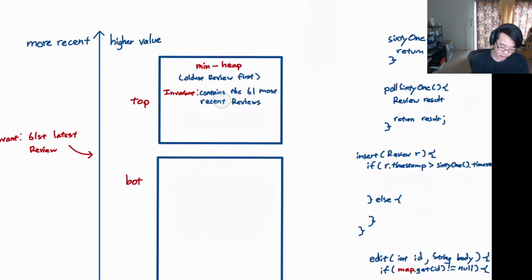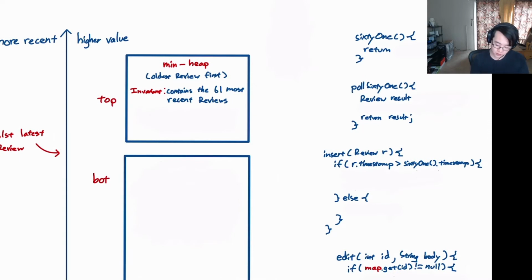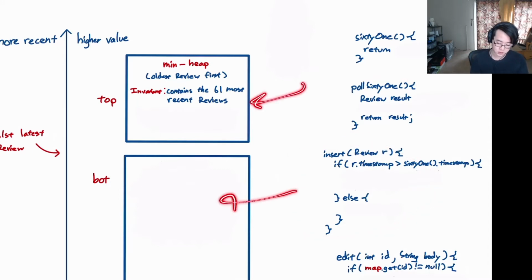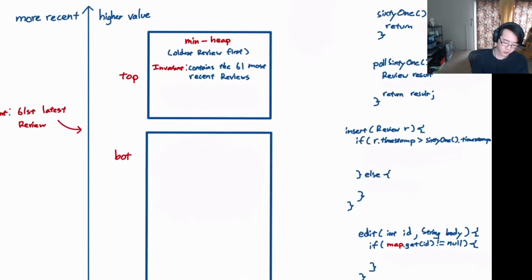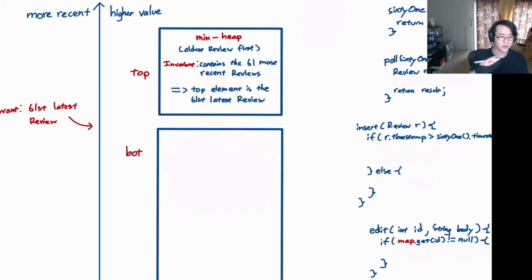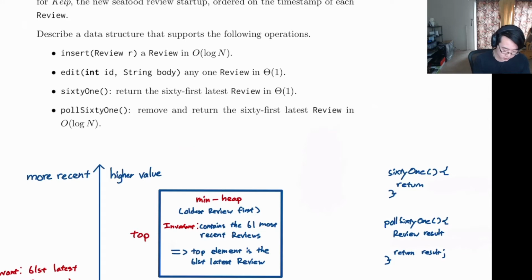Now we need to make sure an invariant holds. And that invariant is that the top section needs to always contain the 61 most recent reviews. There are two methods that interact with this top half. Namely, there's poll 61, which removes the 61st latest, and insert, which might insert into either the top or the bottom section, depending on the review's timestamp. As long as we ensure that this invariant holds through our implementation, then if we look at the top element, it will be the 61st latest review, because that's just how it must be if the invariant holds. So this satisfies the requirement that we return the 61st latest review in constant time. We can just peek at the top of this min heap and we'll get the 61st latest review.